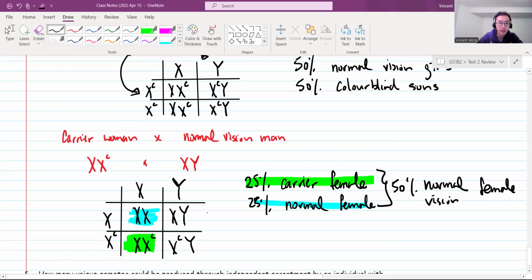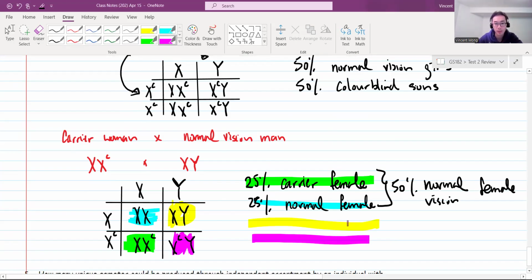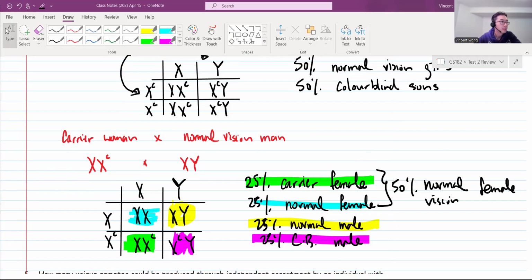Okay. And then what about boys? Boys are 25% normal vision and 25% colorblind. You can say boys and girls, it doesn't matter, okay? Do you understand? Sex-linked is the only thing I haven't quizzed you on yet, so make sure you are careful with it, okay?